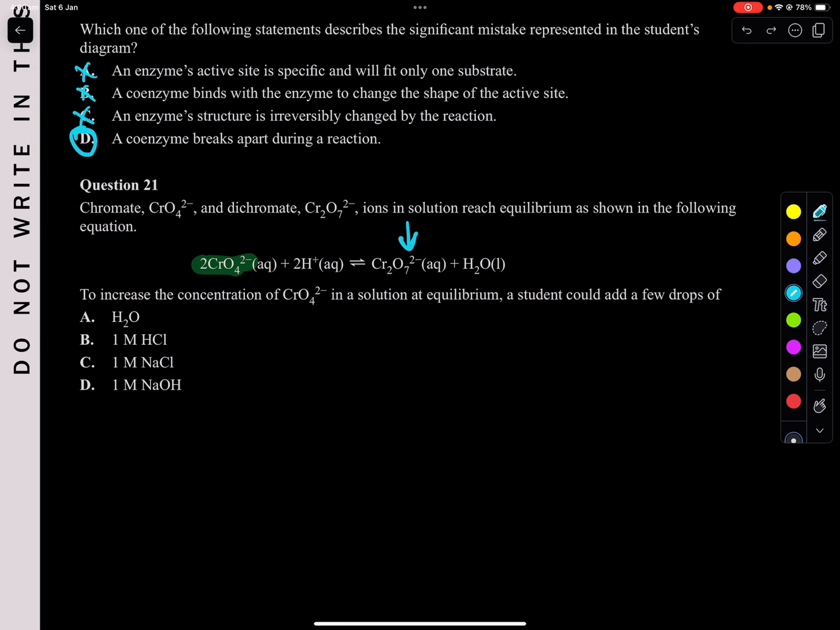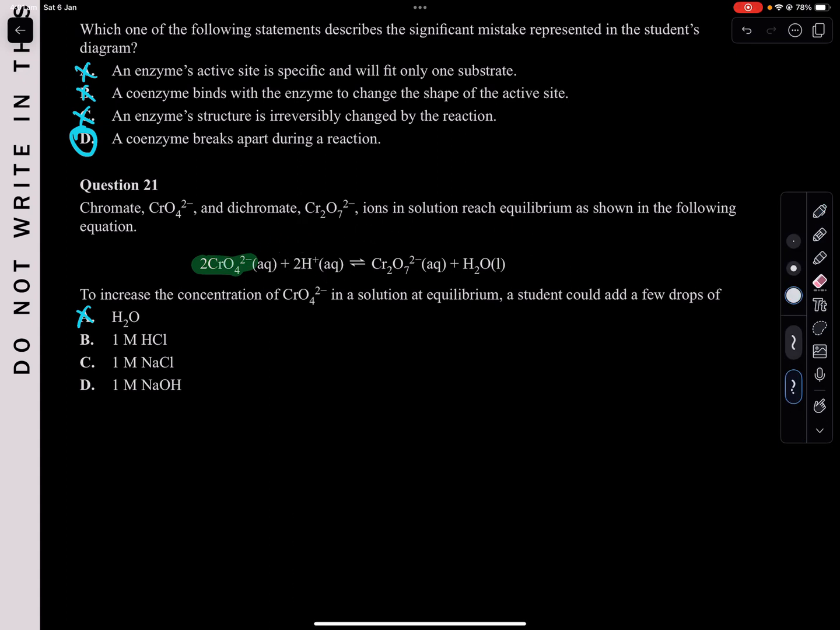So it's going to move to the right to compensate. If it moves to the right, that's a problem. We want it to move to the left so we can actually produce more to increase that concentration. If it moves to the right, it's not increasing, it's actually decreasing. So A is wrong. Nice.